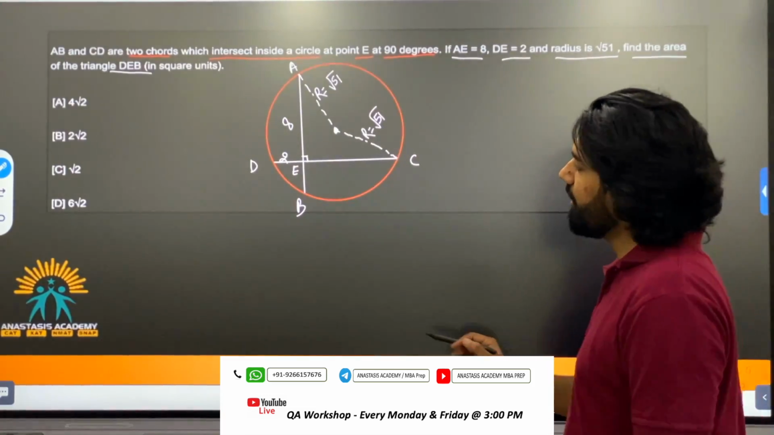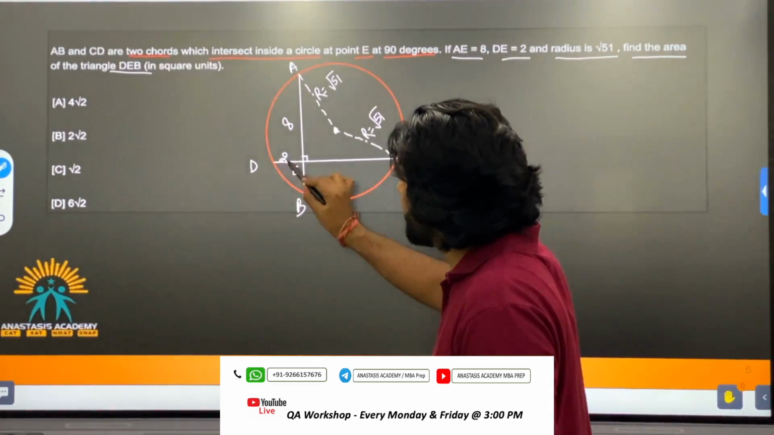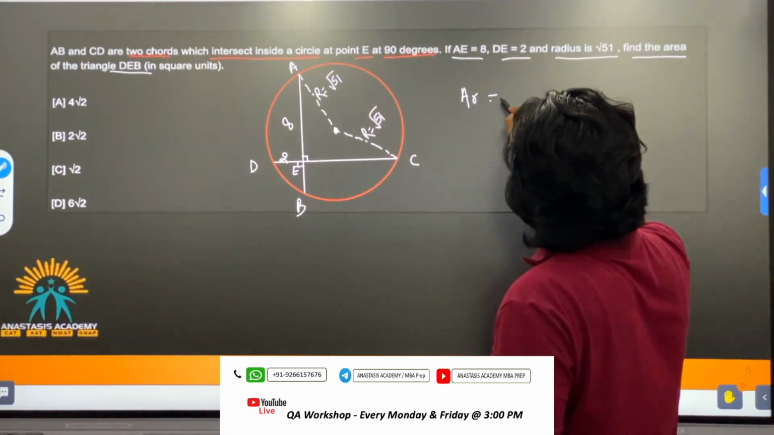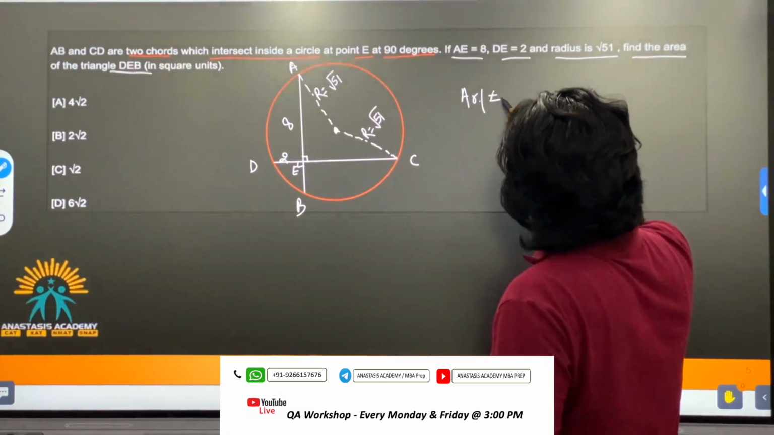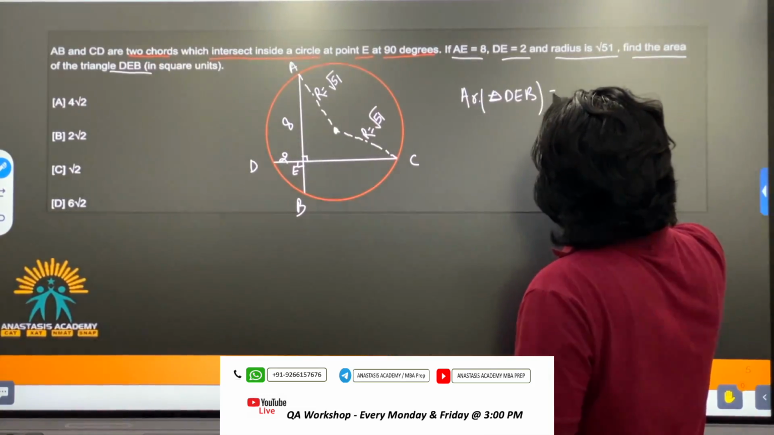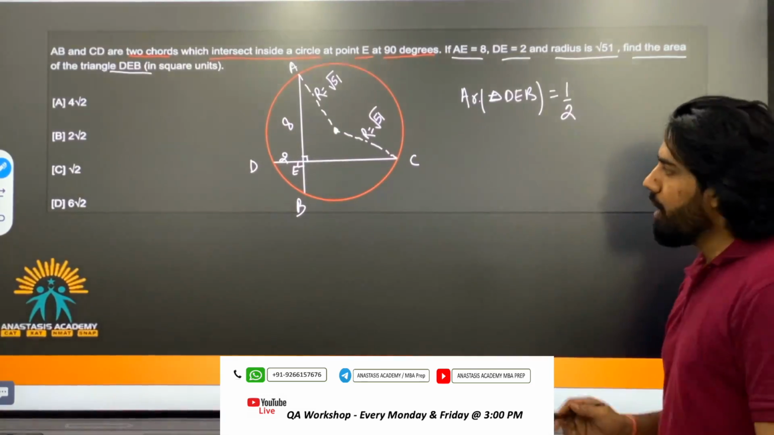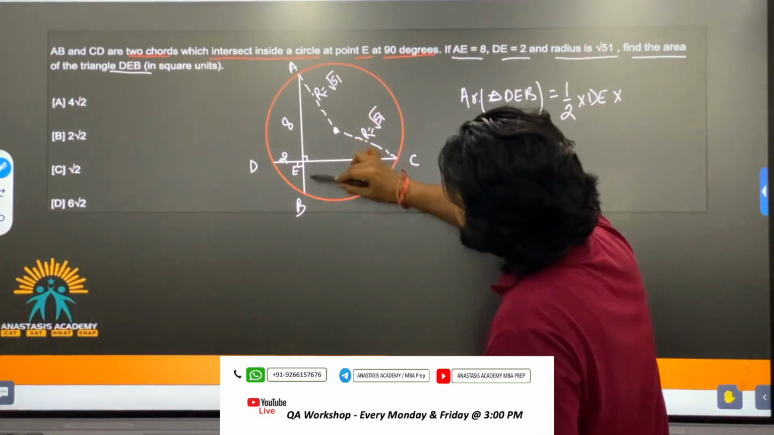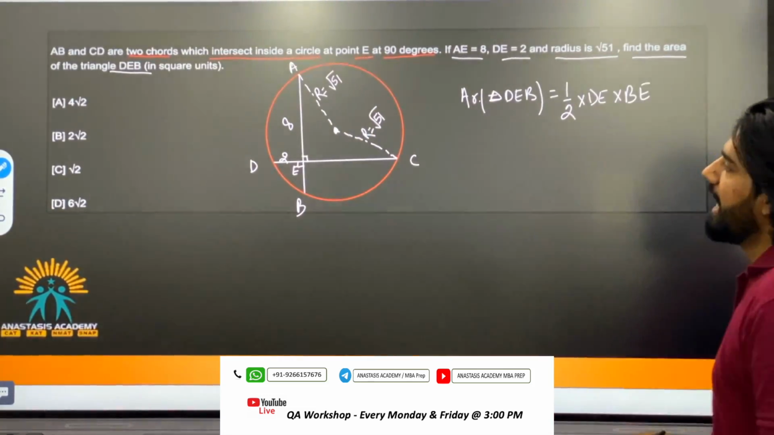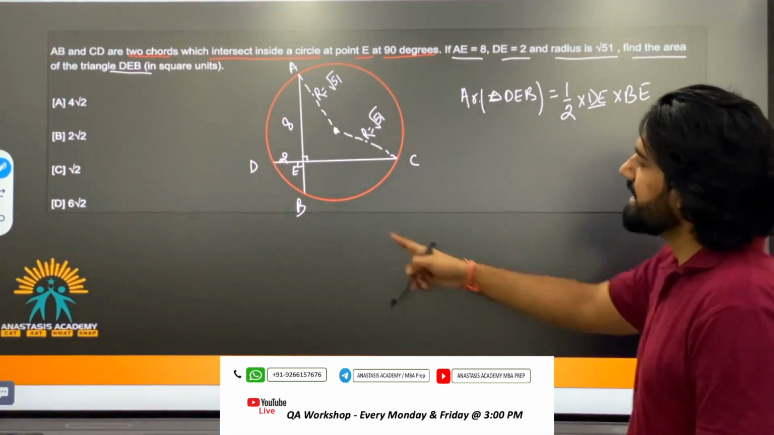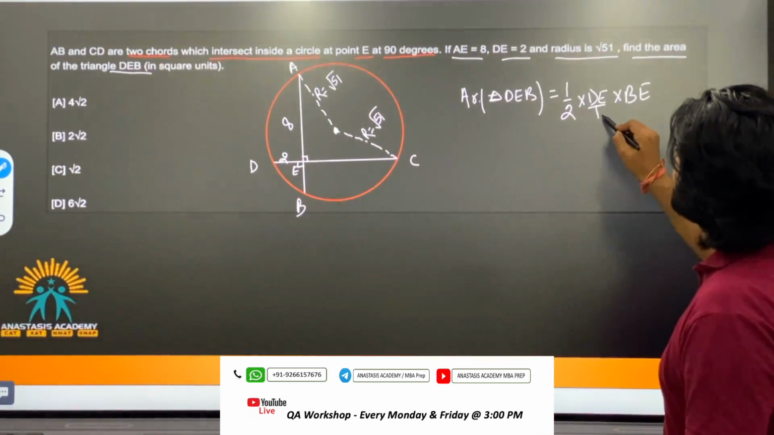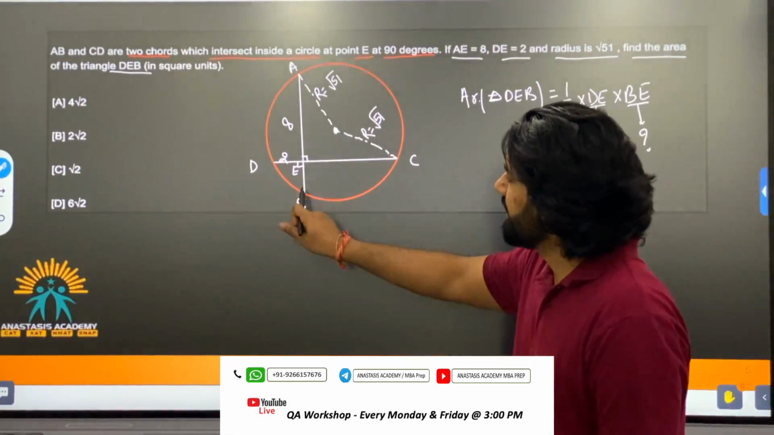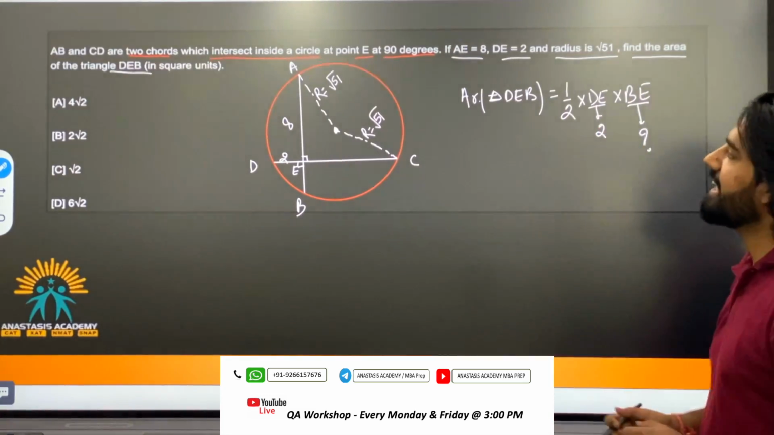Now, find the area of triangle DEB. DEB is a right angle triangle. The area of a right angle triangle would be half into base into height. So the base is DE and the height is BE. I know the value of DE, it is given as 2. I need to find the value of BE so that I can get the area.